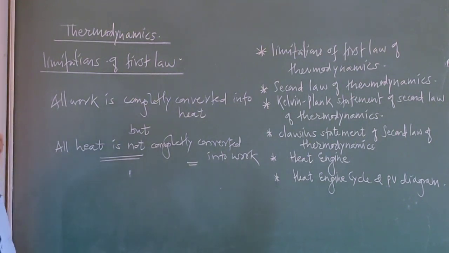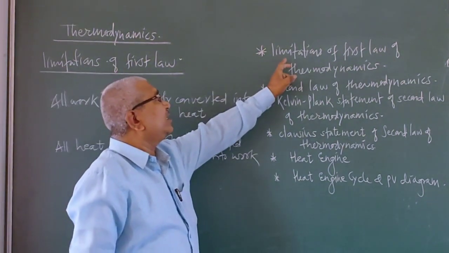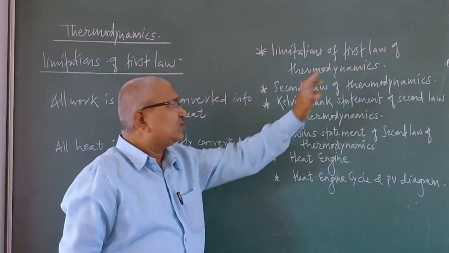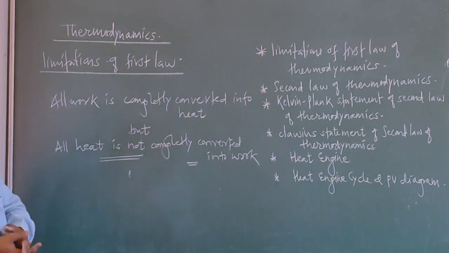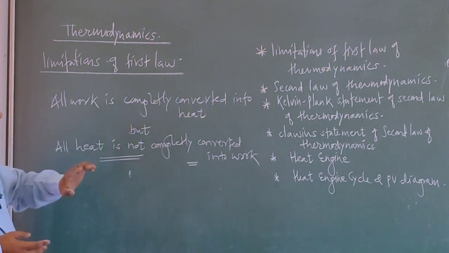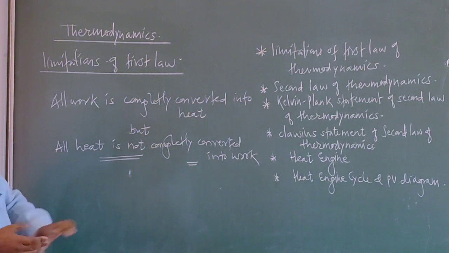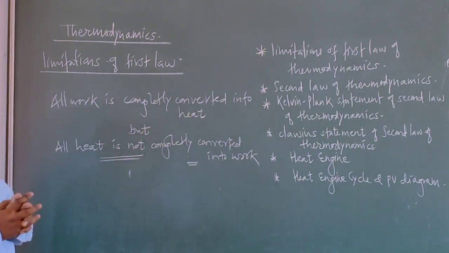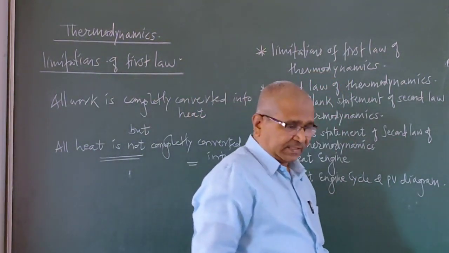So the creation of the second law of thermodynamics is due to such limitations that remain in the first law of thermodynamics. Okay? As long as the heat engine is concerned, which we want to learn in the next article, work is completely converted into heat, but all heat is not completely converted into work. This statement is not satisfactorily explained, practically explained, by the first law of thermodynamics.